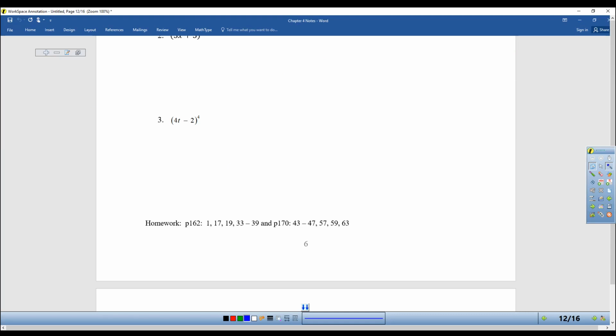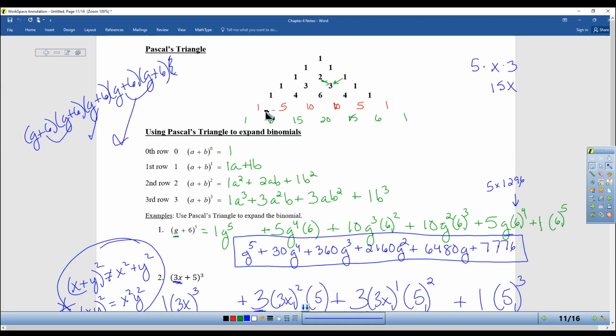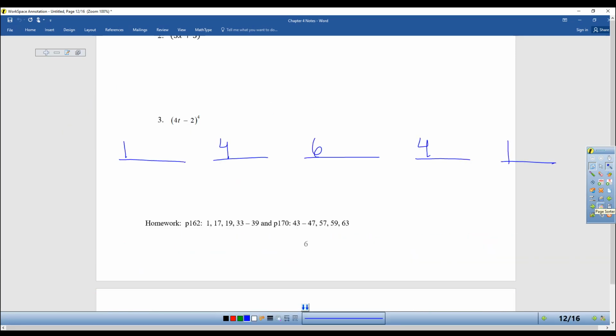It's to the fourth. So I'm going to write out my 5 terms: 1, 2, 3, 4, 5. And I know it's going to go 1, 4, 6, 4, 1. I can see that from Pascal's triangle, 1, 4, 6, 4, 1. So I already have my coefficients.